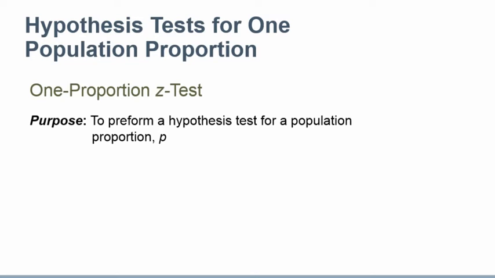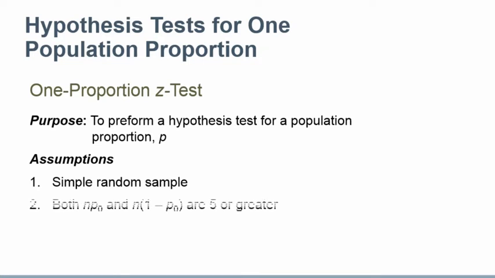Hypothesis test for one population proportion. One proportion Z test. Purpose: to perform a hypothesis test for a population proportion P. Assumptions: 1. Simple random sample. 2. Both n p sub 0 and n times (1 minus p sub 0) are 5 or greater.